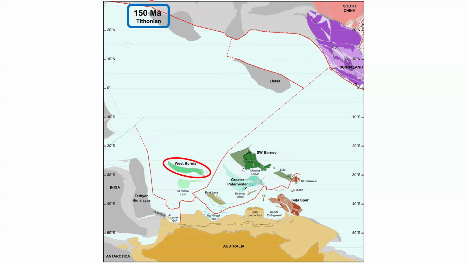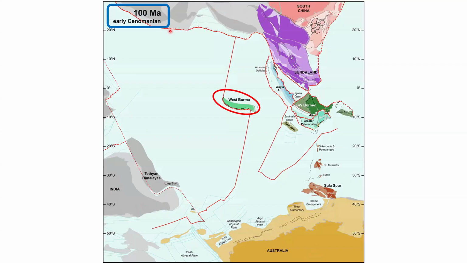So again, here is West Burma. This is now a time of 150 million years ago, separated at the north between India and the Tethys Himalayas. So there's a spreading center in between. Lhasa, by this time, has moved well away from the Himalayas. It has a subduction zone over on this side. Subduction zones all the way north of Lhasa, which is going to allow for collision before about 100 million years.